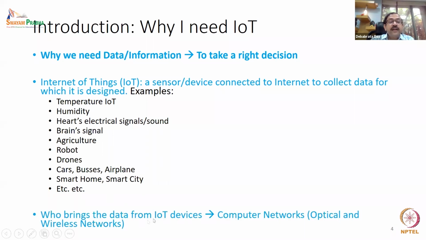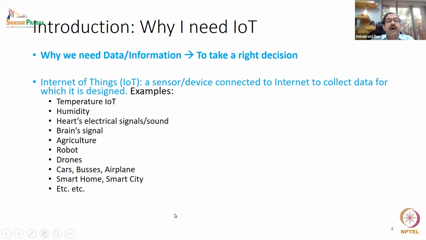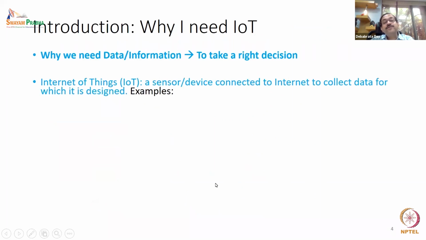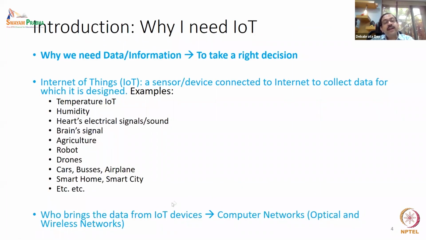So who brings the data from IoT devices? The data collected by the IoT devices is brought by computer networks, like optical and wireless networks, to the data center which I showed you. So our role is these networks that bring the data from your IoT devices to here. There are so many types of network: access network, core network, service networks. These networks carry it. But why is it so important? Why is 5G so important? That question may come to your mind. That, hey, IoT I connected, simply data will go.